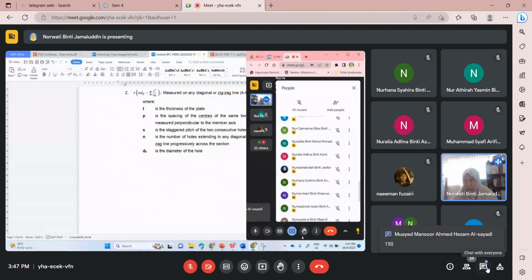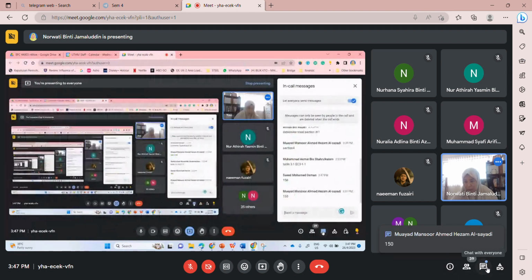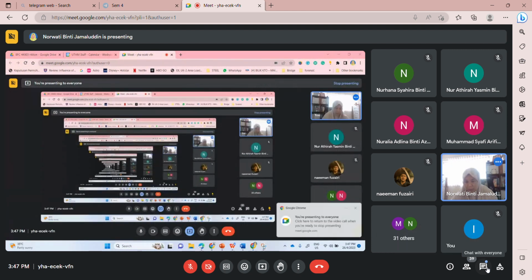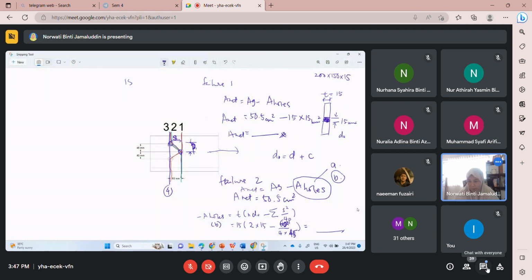Did anyone answer? 150? Oh, okay, 150. Okay, so A net is 80 minus 150 mm squared. I'm not sure whether this is right or wrong, but the answer should be 49 mm squared.